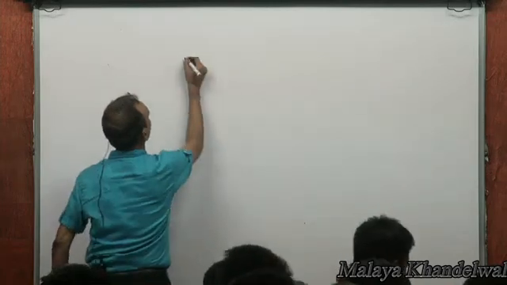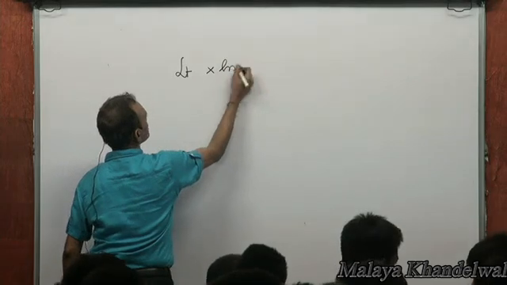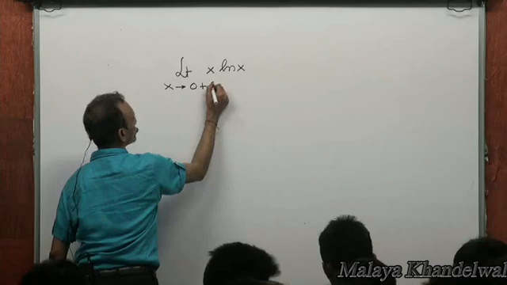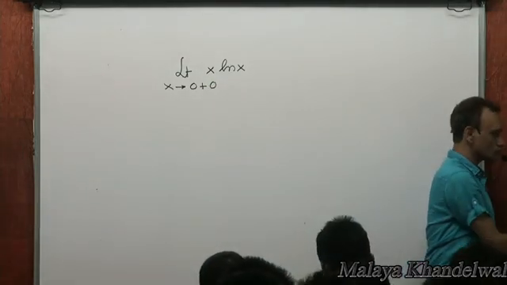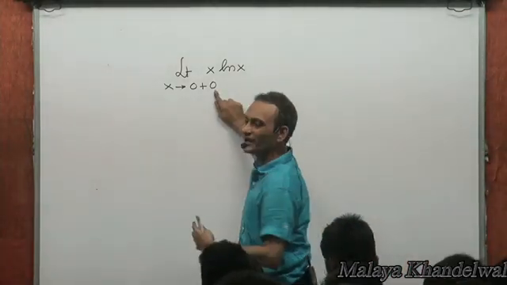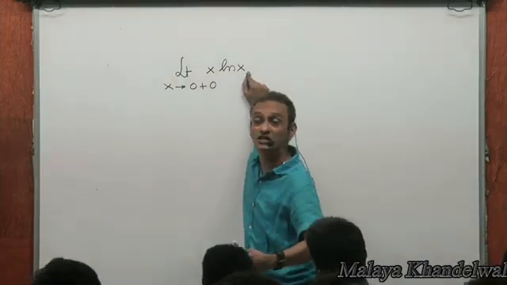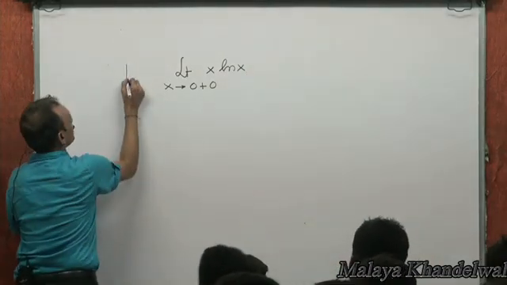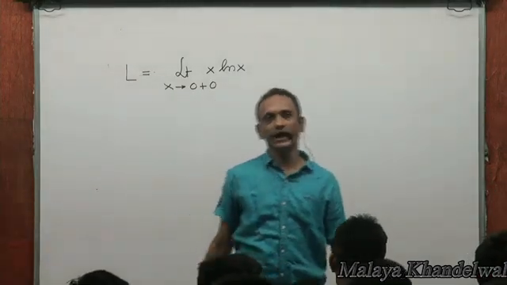Say limit x ln x, x tends to 0 from the greater than 0 side. X tends to 0 from the less than 0 side will not exist for this limit, because when x is slightly less than 0, ln x is undefined. Right? Let me refer to this as L.